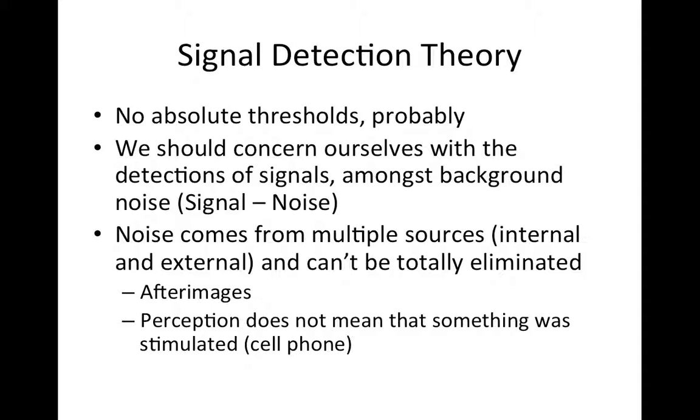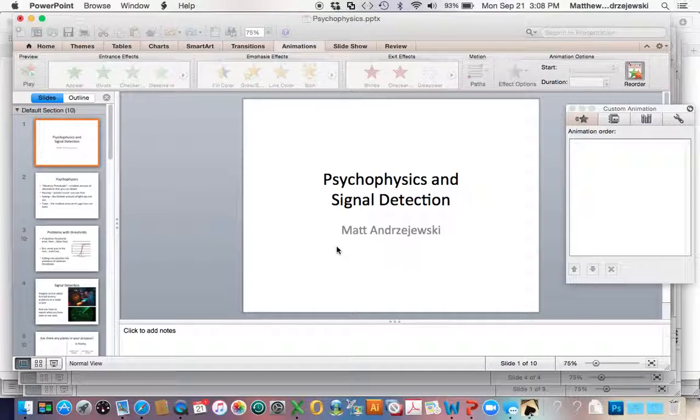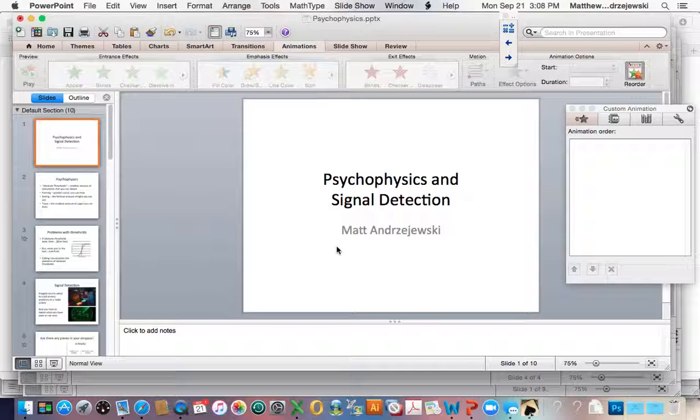Signal detection theory focuses on the detection of signals amongst background noise. This is sometimes referred to as the signal-noise ratio. Noise comes from multiple sources, internal and external, and it really can't be totally eliminated. For example, have you ever felt your cell phone vibrate in your pocket when it didn't? You're absolutely sure that it vibrated in your pocket, but it really didn't. This is a perceptual experience for which there was no stimulation. So this is background noise, and signal detection theory is charged with analyzing detection of signals in this context of noise. It is ultimately a decision-making perceptual theory, but a very important one.